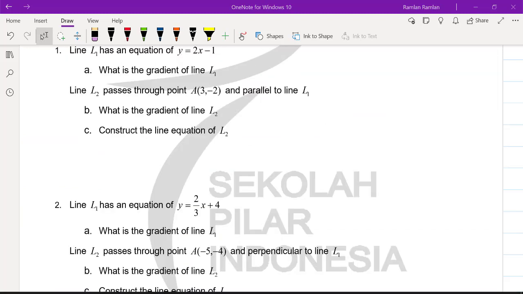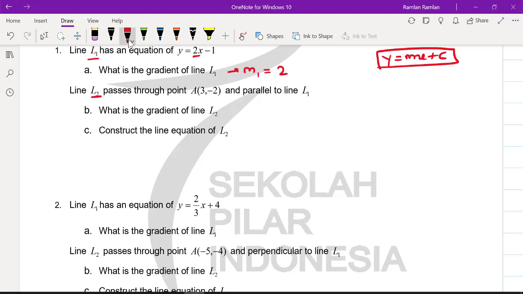Okay, let's move on to the next question, which is the essay. Here we have number one: line L1 has an equation of y equals 2x minus 1. What is the gradient of line L1? We have done this before, right? The gradient of this line, m1, because it's L1, is equal to 2, because we already have y equals mx plus c as the form of the equation.